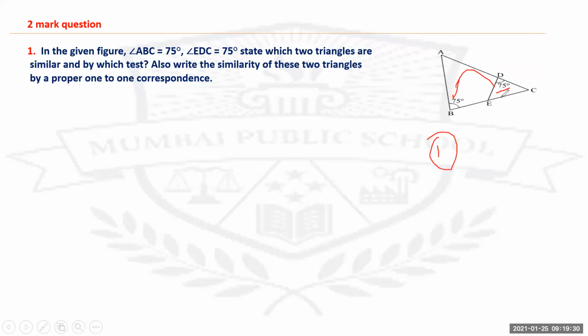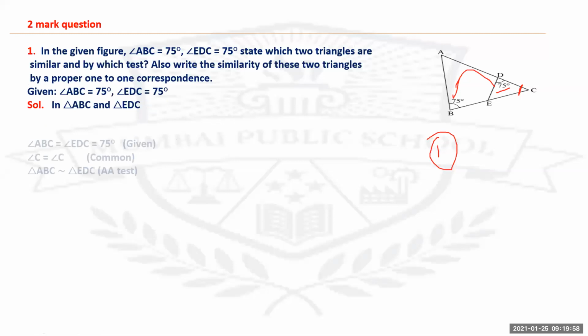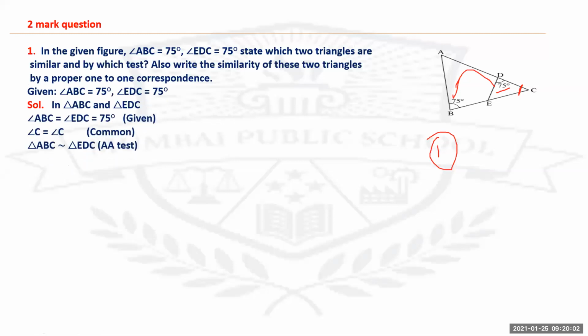Now when you look at triangle ABC and triangle DEC, angle C is common. So we've got two pairs of angles. One is given to us, and the other is the common angle. So in triangle ABC and triangle EDC, angle ABC equals angle EDC equals 75 degrees. Angle C equals angle C, that is the common angle, and you get triangle ABC similar to triangle EDC by angle test. Is this clear? Now we'll move to the next question.